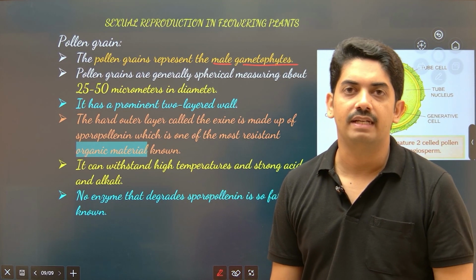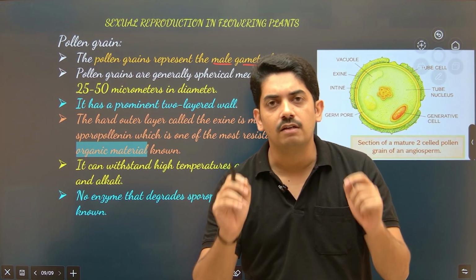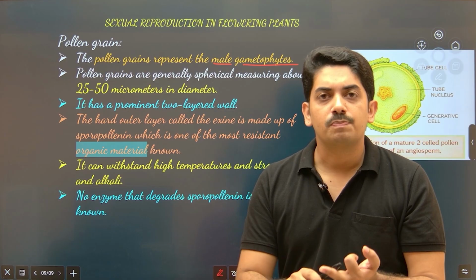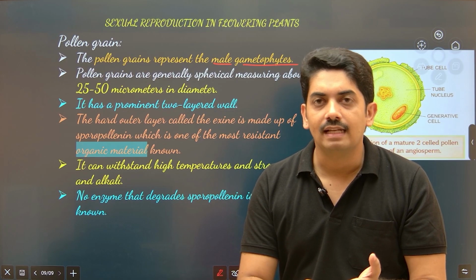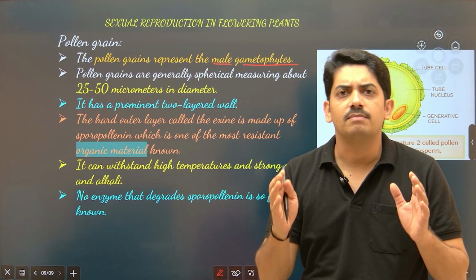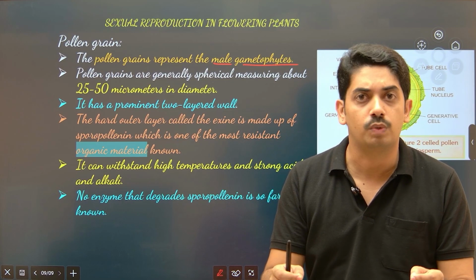Generative cell is the male gamete. Please remember, most of the time in competitive exams, they will confuse you with the microsporangium, microspore mother cell, then pollen mother cell. Similarly, male gametophyte, male gamete. These are some of the terms which create a lot of ambiguity or confusion in students.